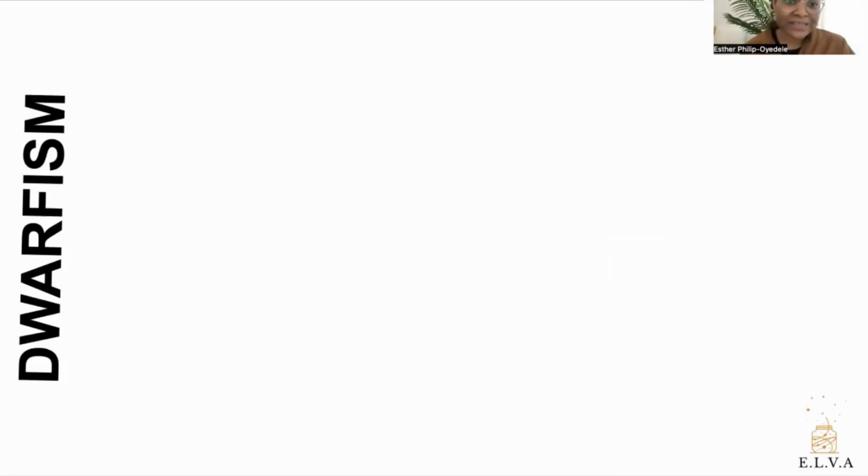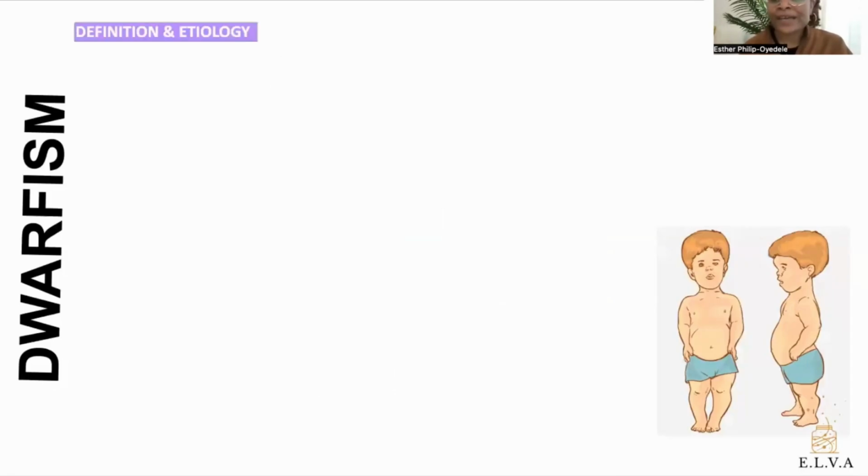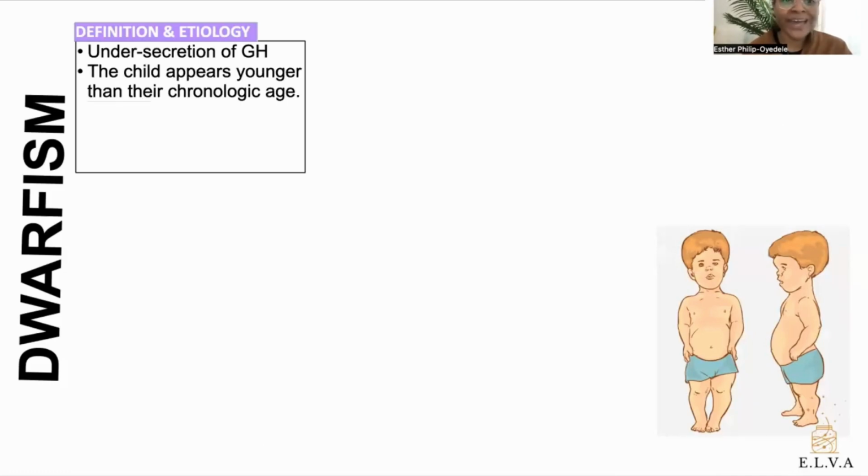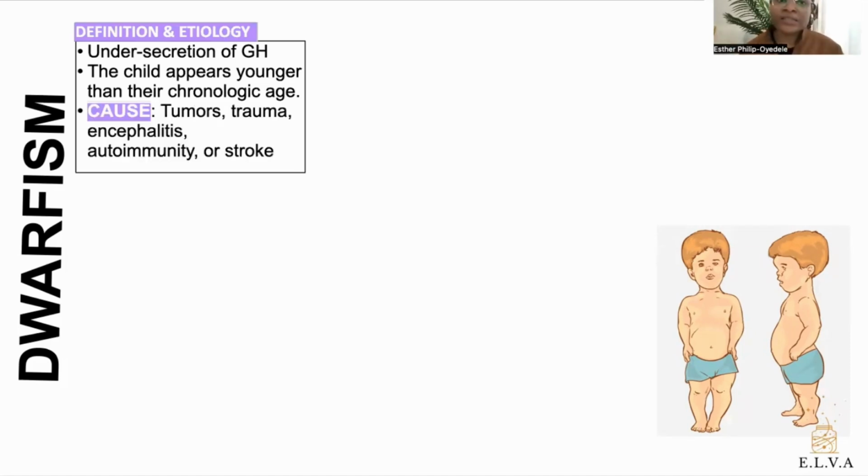All right. I really hope that was good because finally we're going to be looking at dwarfism as we wrap up this class. So dwarfism is the opposite of gigantism, which is under secretion of GH. The child is going to look younger than they are supposed to look for their age. Some causes of dwarfism are tumors, trauma, encephalitis, autoimmune issues, or a stroke. All right, there are so many reasons why that could happen.